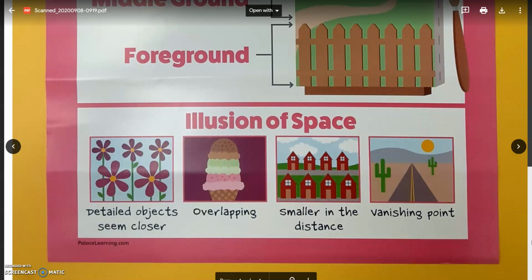When an object is smaller in the distance, the further you go back into your middle ground and background, if you make things smaller, it looks like there is the illusion of space, or it looks like there's three-dimensional space.